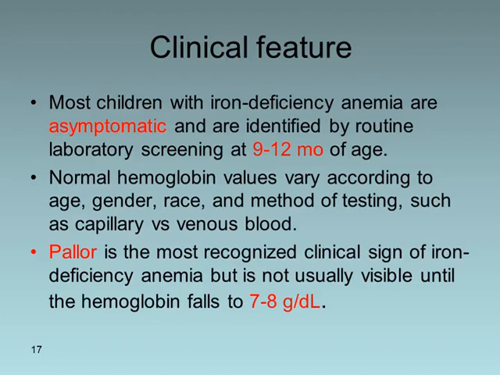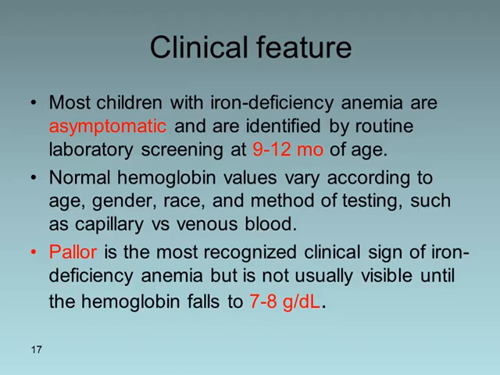Most children with iron deficiency anemia are asymptomatic and are identified by a routine screening test done by 9 to 12 months of age, by doing the RDW, which is the red cell distribution width. Normal hemoglobin values vary according to the age, gender, race, and method of testing, whether it is capillary or venous.